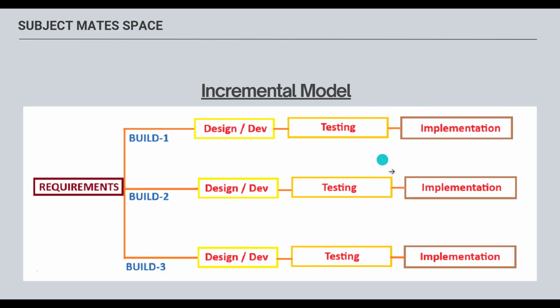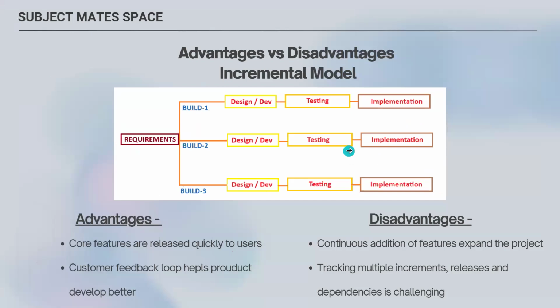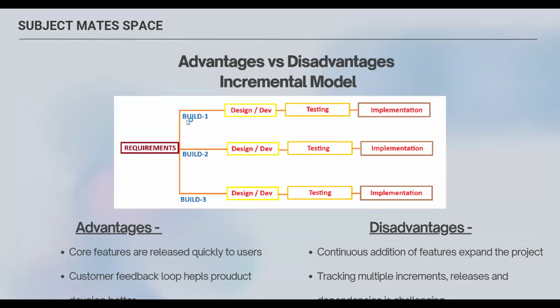Now, moving to advantages and disadvantages. What is the most major advantage? The customer or the user will quickly get the features. The core features would be released quickly to the user. Now, in our case, A had 3 features: first, second, and third. Without wasting any time on the second and third feature, he will quickly get the first feature so that he will understand and quickly use it.